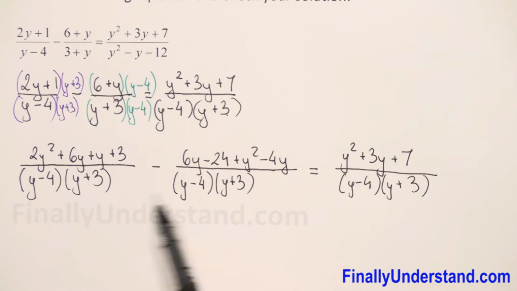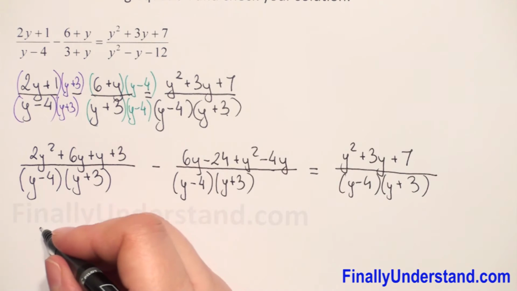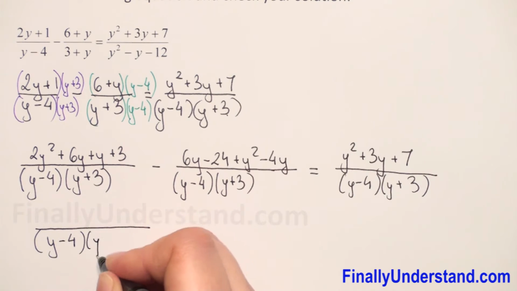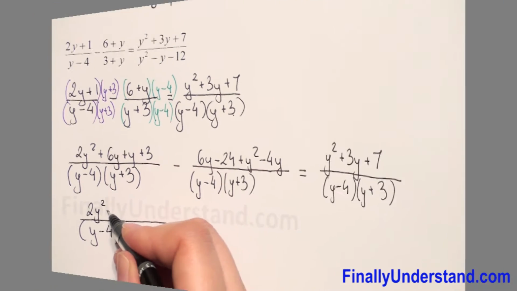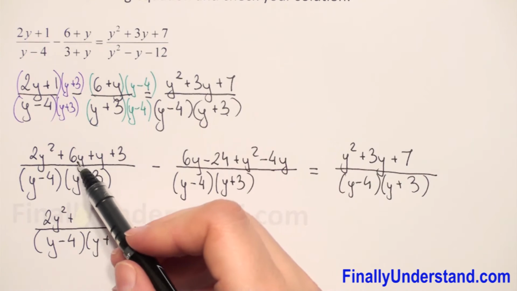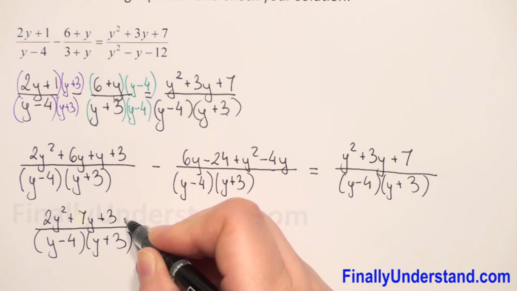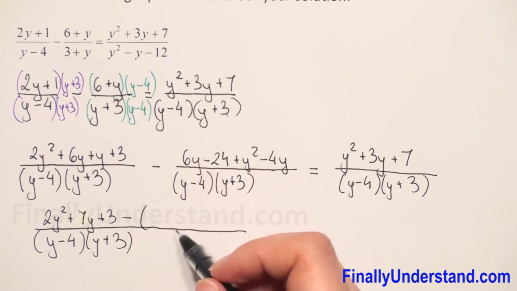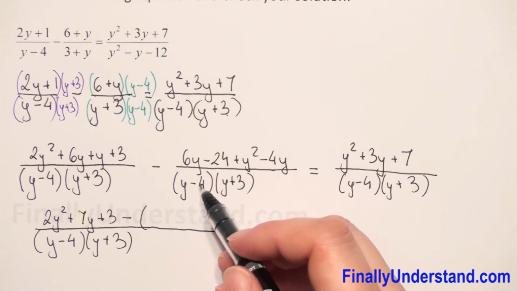Now when we have the same denominators, we have subtraction, so we have to copy the denominator and subtract numerators. And we will combine the like terms. 6y plus y is 7y, and we have plus 3. Now we have to copy the negative sign, and we need to open parentheses because we have a negative sign before this whole expression, and we will combine the like terms.